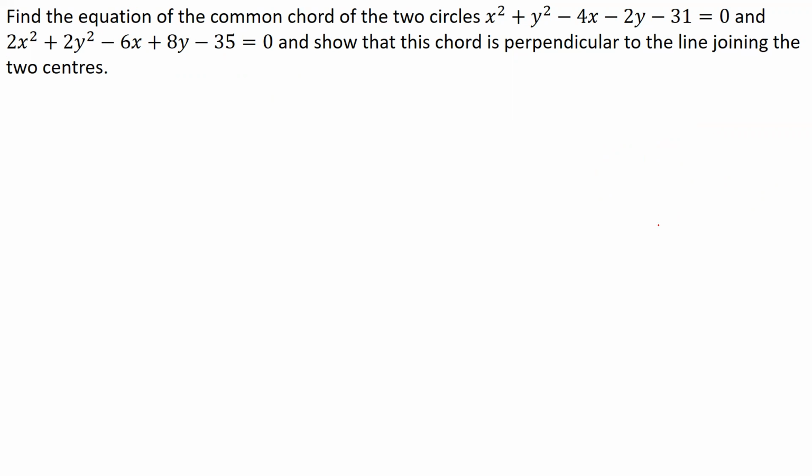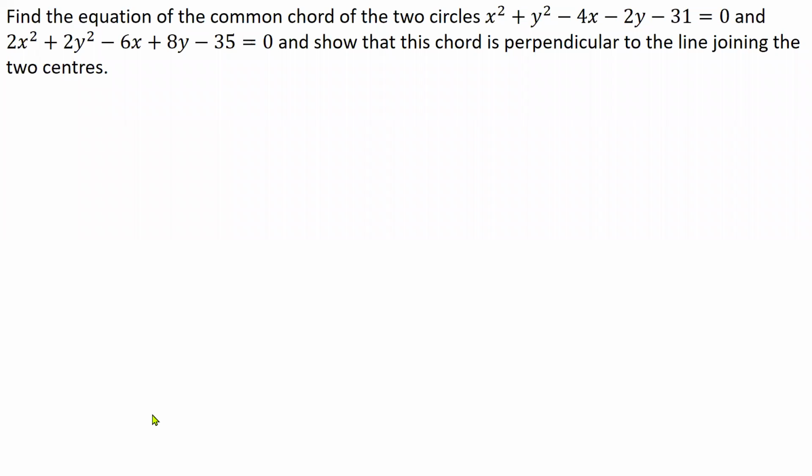So how to figure out the common chord is that a chord is a straight line, right? So its equation must be a linear equation. If I subtract these two equations, then I'll get a linear equation as well, and it will satisfy both of the given equations, right?